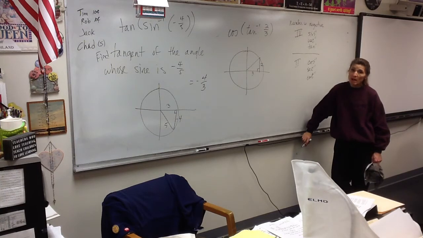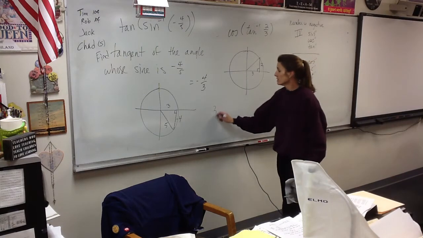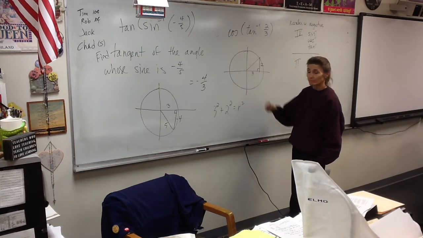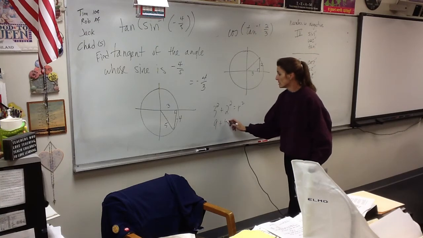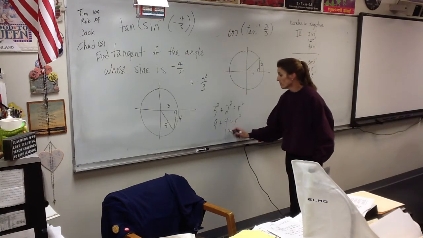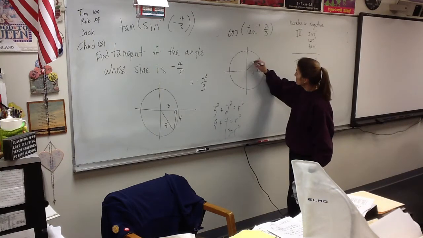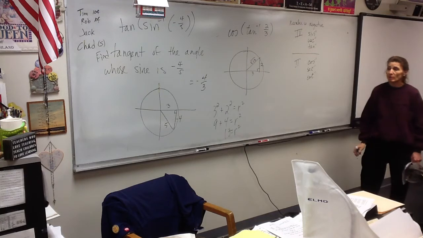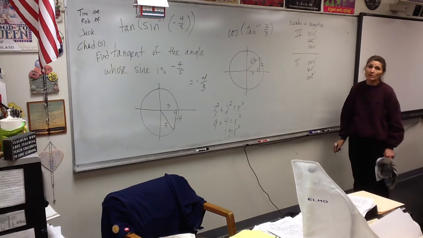Now for the first time, I'm going to get a radical, because 3 squared plus 2 squared equals r squared. 9 plus 4 equals r squared. So r is going to be the square root of 13. By the Pythagorean Theorem, r is the square root of 13.